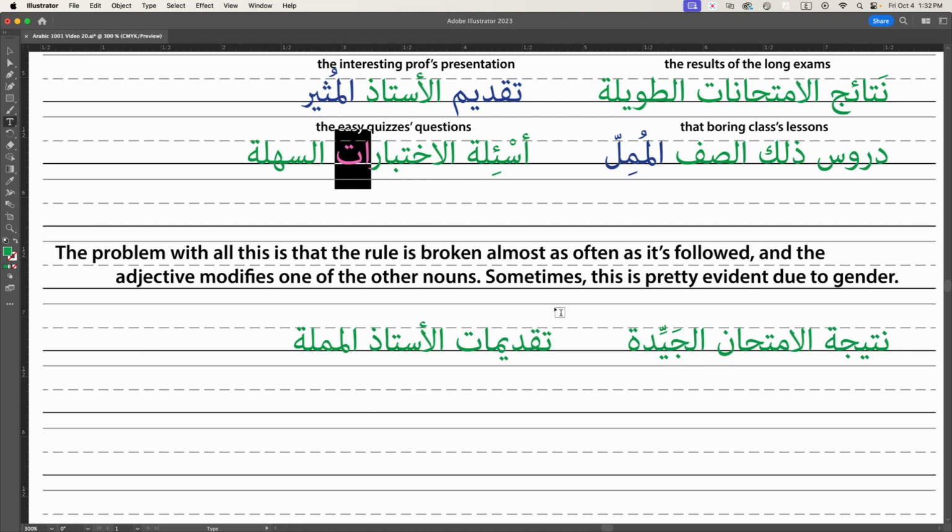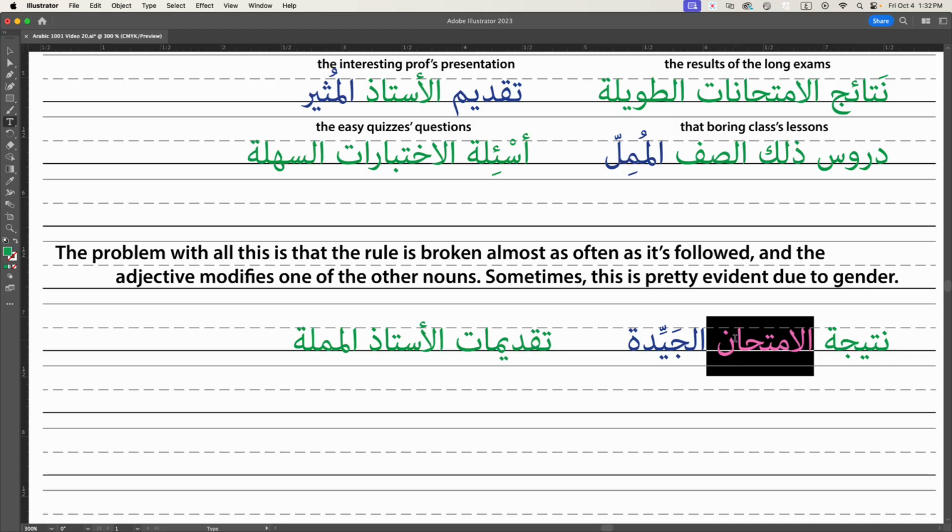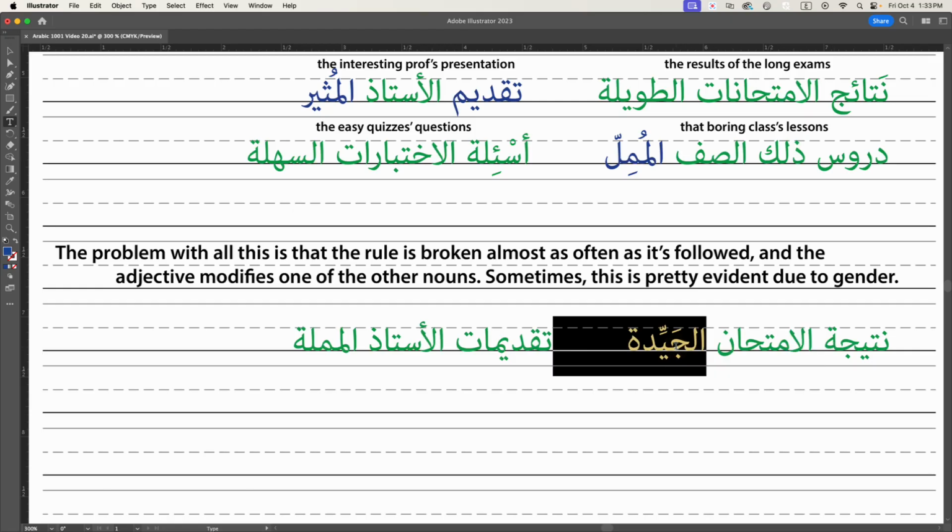So jayyid is a good word because it means good. It looks like jeed in a non-voweled text, but it's really jayyid. So natijat al-imtihan al-jayyida. Al-imtihan, exam, is masculine, and the other two words are feminine. So we know that it's the results here that are good and not the exam. So the good results, singular, of the exam.